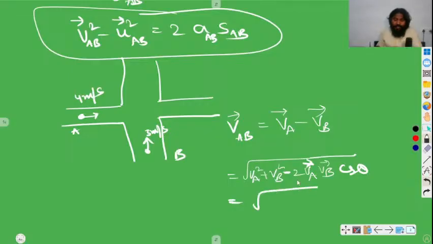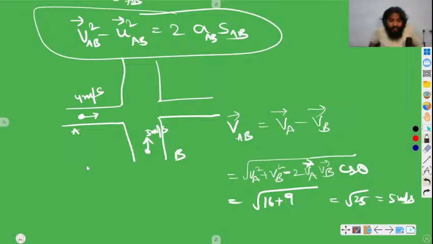So now what happened here? The angle between these two velocities is 90 degrees, so cos 90 is 0. This term becomes 0, and 4 square means 16 plus 3 square means 9. 16 plus 9 is 25, which means 5 meter per second. So the relative velocity of A with respect to B is 5 meter per second.